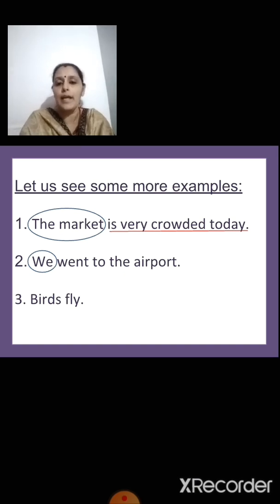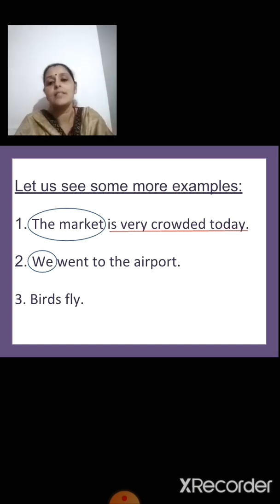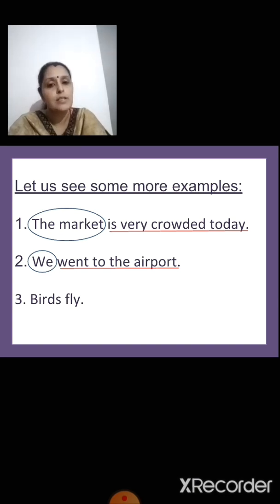We went to the airport. Yes, we is the subject because we are talking about ourselves. So we is the subject here. What are we telling about we? Went to the airport. Yes. So went to the airport becomes the predicate.